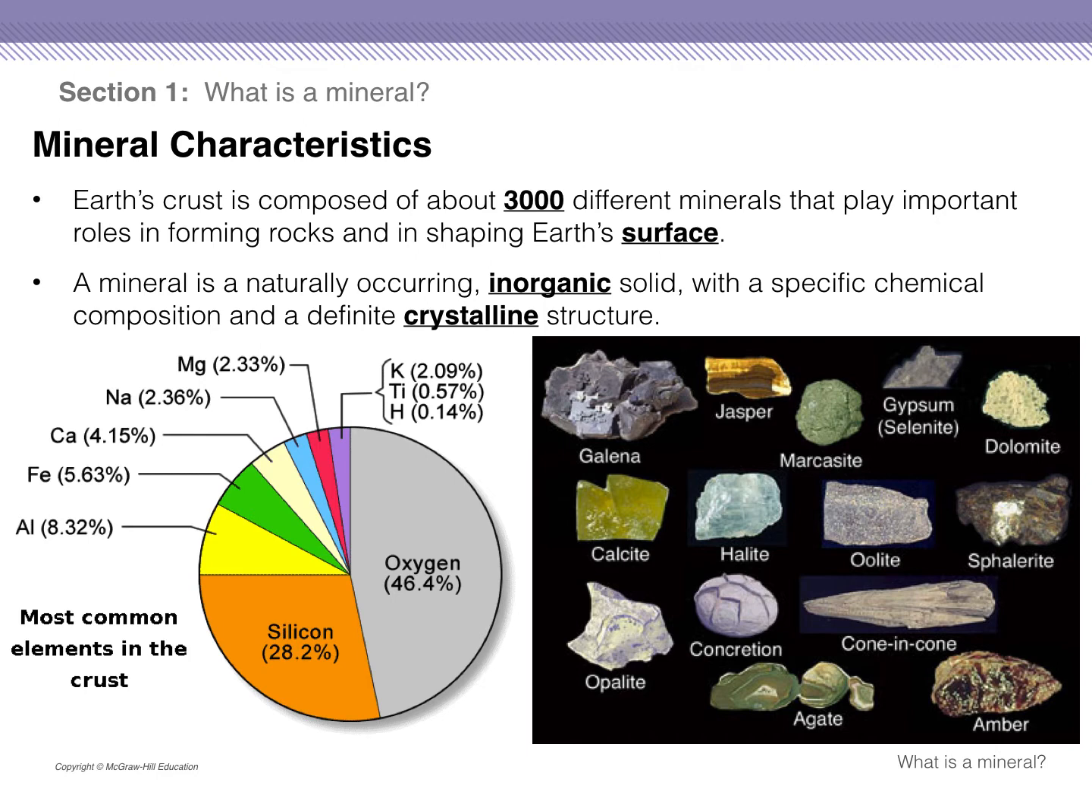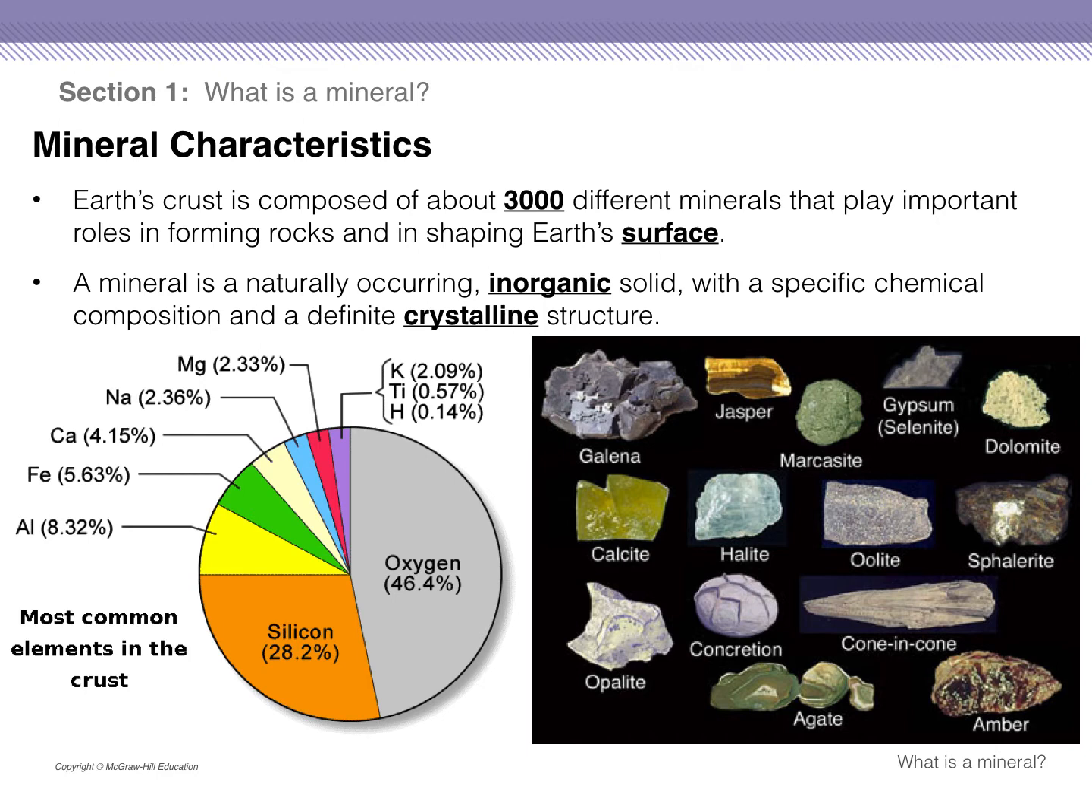1. What is a mineral? The Earth's crust is composed of about 3,000 different minerals that play important roles in the forming of rocks and in the shaping of Earth's surface. A mineral is a naturally occurring, inorganic solid with a specific chemical composition and a definite crystalline structure.